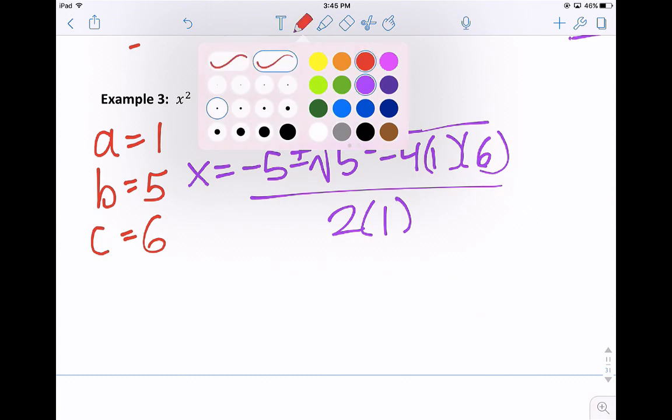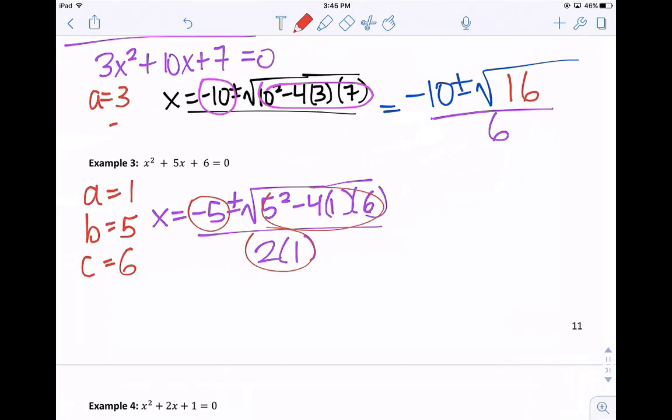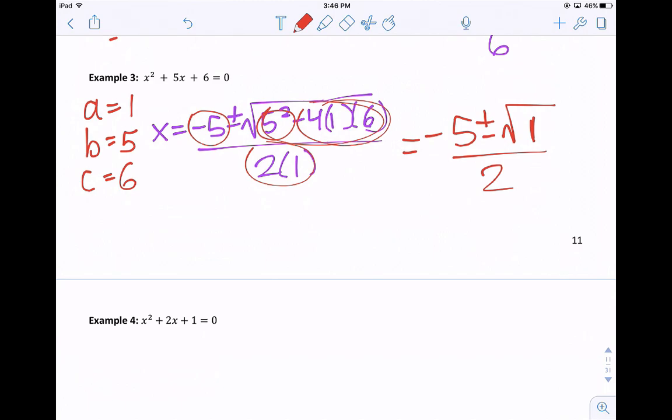Okay, so again, I want you to separate these three parts and figure that out. If we do that, we get negative 5 plus or minus the square root of 5 squared is 25. 25 minus 24 is 1 over 2. And so now we can split it up. And I know the square root of 1 is 1. So we have negative 5 plus 1 over 2 and negative 5 minus 1 over 2.